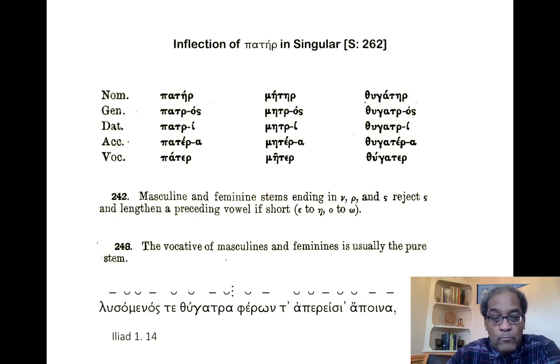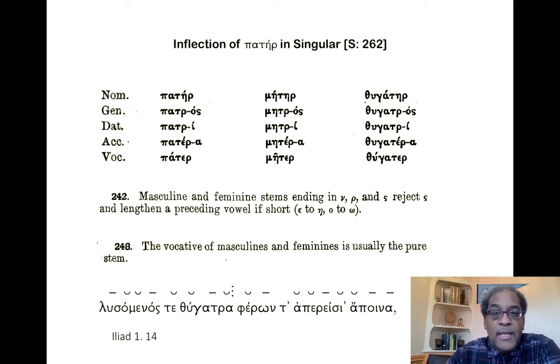So here, if we compare the nominative forms with the vocative forms, in the vocative forms we have πάτερ, μῆτερ, θύγατερ, whereas in the nominative singular that epsilon gets lengthened to the long eta, so πατήρ, μήτηρ, θυγάτηρ. And so, again, 248, the vocative of the masculines and feminines is usually the pure stem.